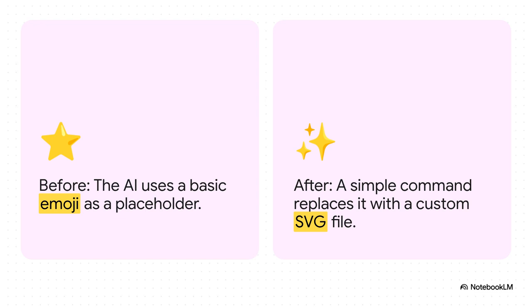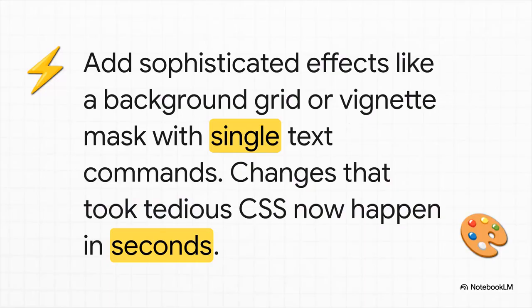It's like having a coding partner who just gets it. And you can see here, the AI started with a pretty basic emoji as a placeholder, just to get something on the page. But with just one little command, we swap it out for a crisp, custom SVG file. And just like that, our design goes from a rough draft to pixel perfect. And this is where the speed is just mind-blowing. We can add some pretty complex visual effects, things like a background grid or a soft vignette mask with a single text command. These are changes that used to take a ton of tedious tweaking in CSS, and now they happen in seconds.